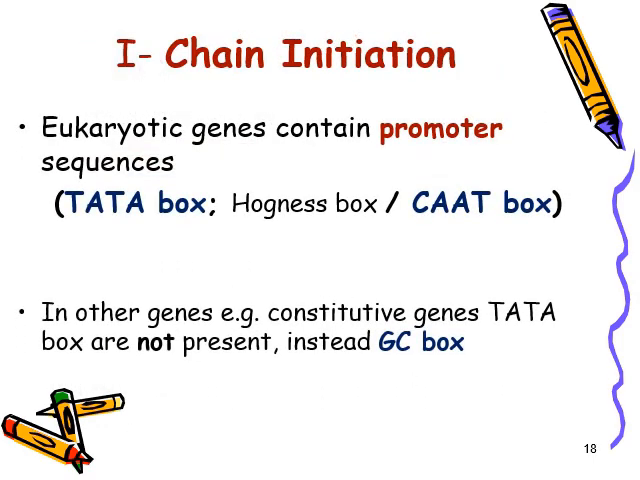Eukaryote genes contain promoter sequence. That's TATA box or CAT box. TATA box is known as Hogness box. In other genes, constitutive genes in the cell, GC box is present instead.